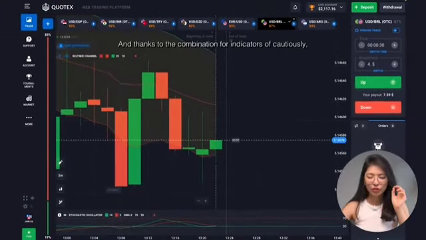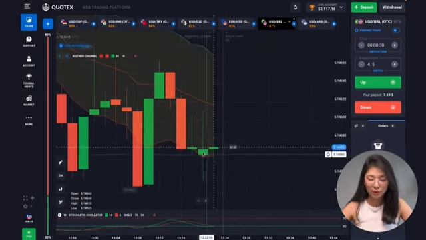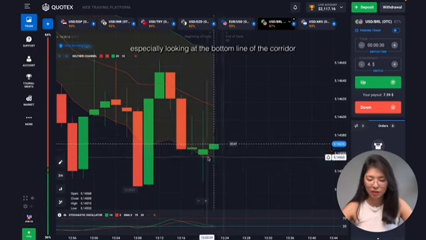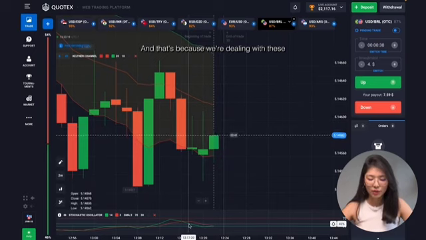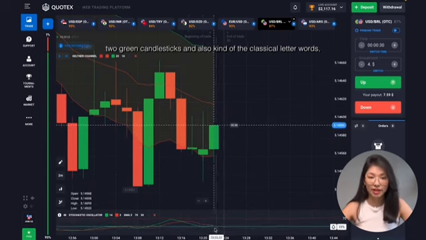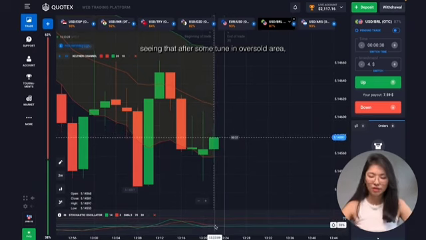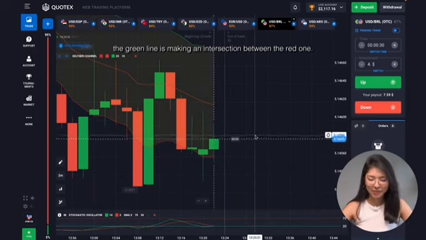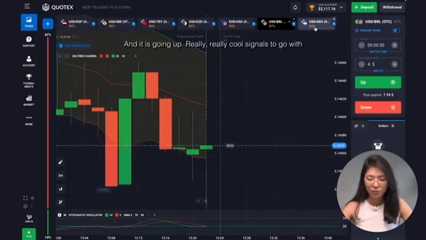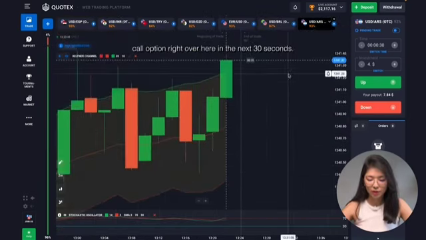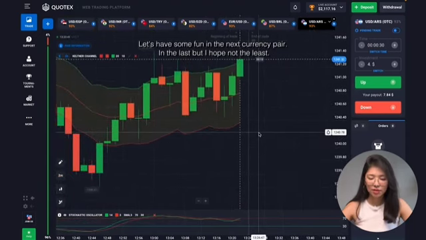$2,000 in my pocket, and thanks to my combination of indicators, of course, you see the Keltner channel corridor started to narrow, especially looking at the bottom line of the corridor, and the red line started to go up, and that's because we're dealing with these two green candlesticks. And also looking at the stochastic oscillator, we're seeing that after some chilling in the oversold area, the green line is making an intersection with the red one. So let's go up, really cool signals to go with call option right over here in the next 30 seconds. And let's have some fun with the next currency pair.